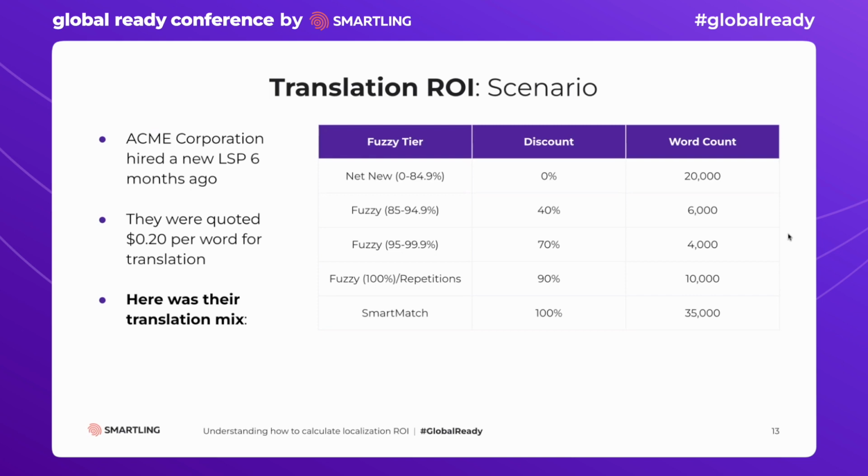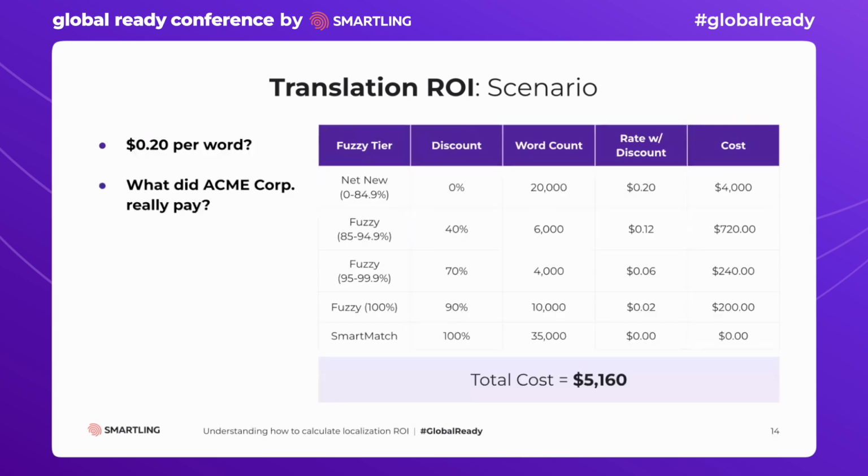So these 75,000 words are actually not costing 20 cents per word. When they're looking at their bottom line, they're looking at, hey, what did we really pay? Originally, when I was talking to Ryan, he told me it's going to be 20 cents per word and we'd see something called a fuzzy discount. How did that impact our spend? Looking at this breakdown, in the net new words, they were billed 20 cents per word for those 20,000 words. So they saw a cost of $4,000 there.